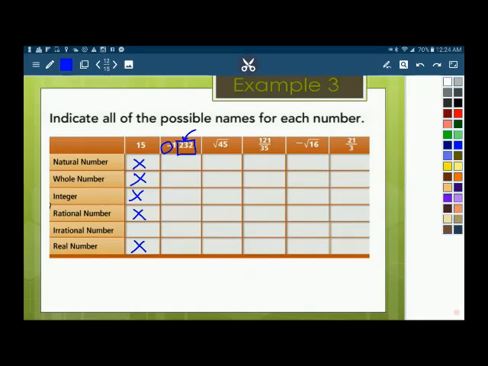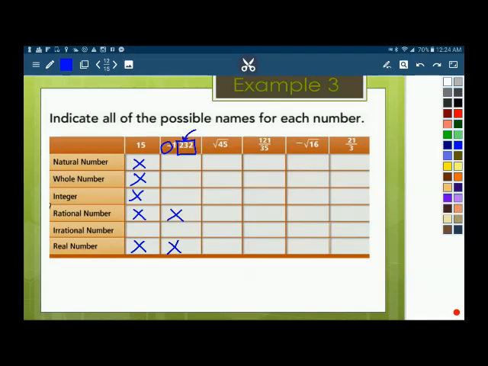This would be an integer if it was a whole number, but again, since it's a decimal, it's not an integer either. But this definitely is a rational number. Rational numbers are any numbers that can be put as a fraction. And then all of our numbers that we're going to be talking about are real. So the number -1.232 is just rational and real.